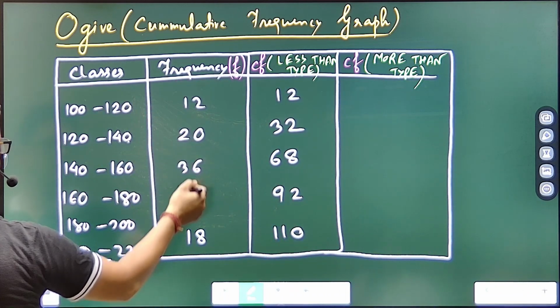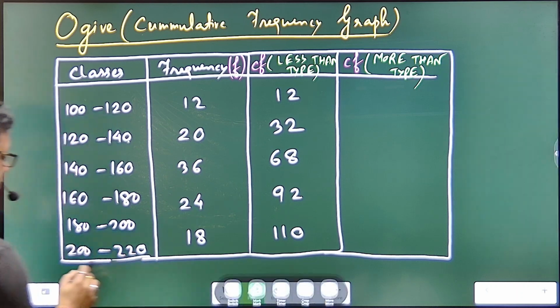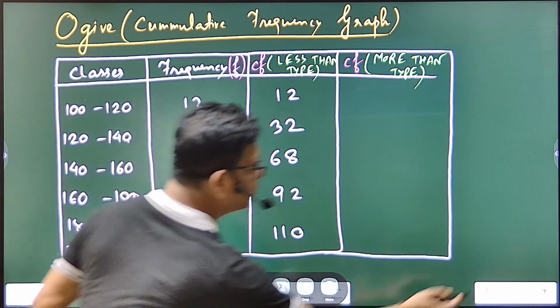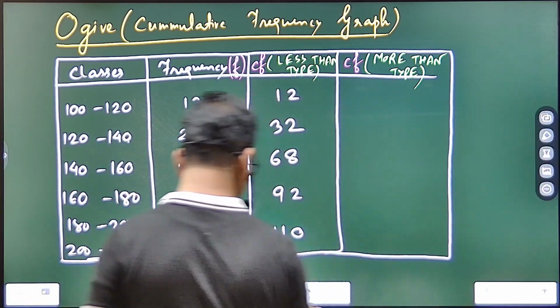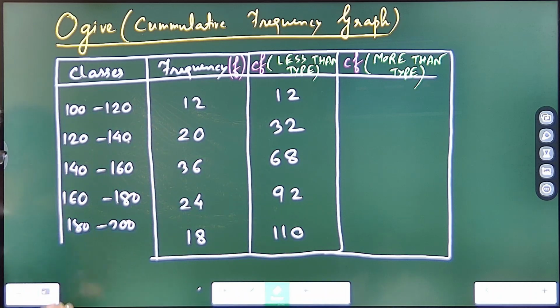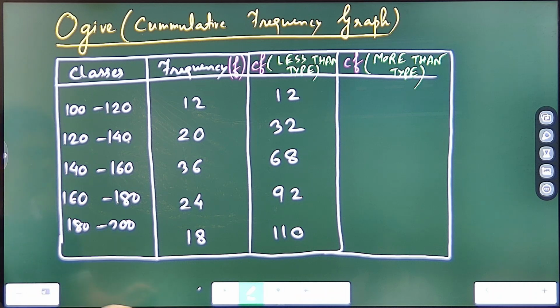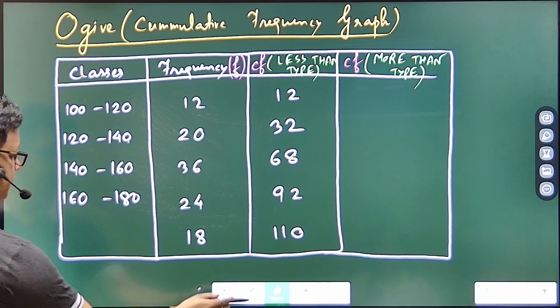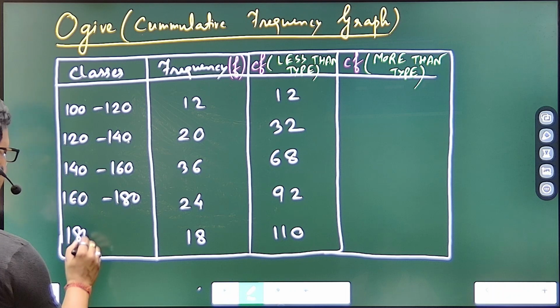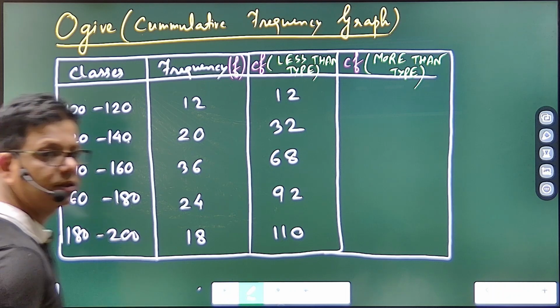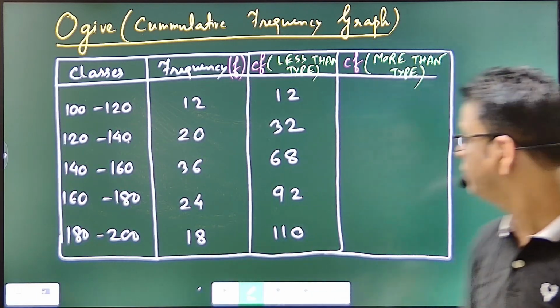And 2, 3, 4. Okay, let me erase the last one then. Now that will be better. Yes or no? So now it is okay. We will go ahead with these only. Right. Now, so this is 180 to 200. Okay, I erase one class. Okay, it's not become uniform.